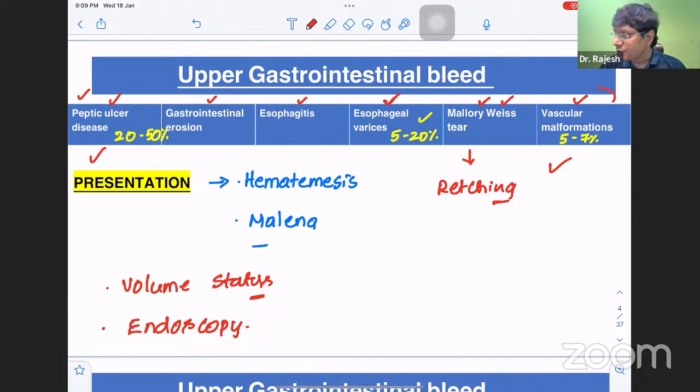Now, what is very, very important is, what are those vascular malformations which can cause the upper gastrointestinal bleed? Can anyone tell me? Let me see who can answer. What are the vascular malformations that can cause the upper gastrointestinal bleed? So there are three most important vascular malformations.